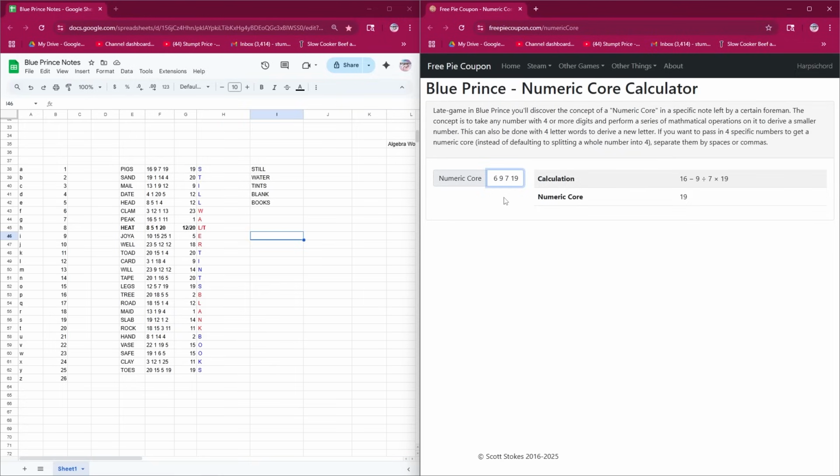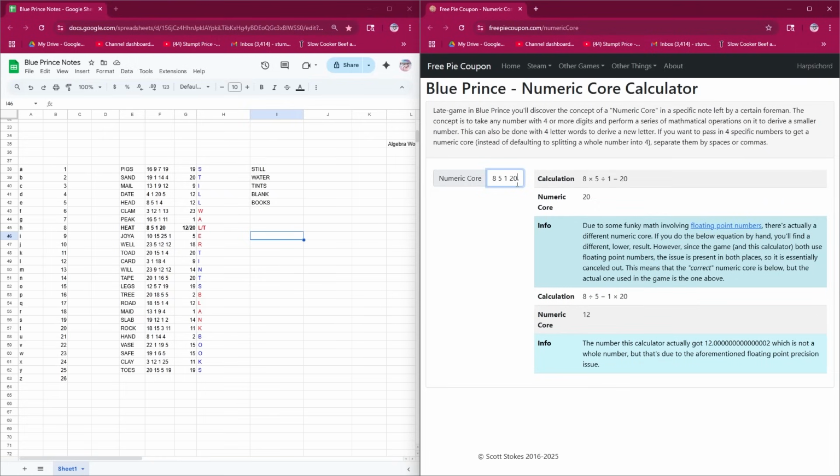Beautiful. Does it for you. Thank goodness. And what's really interesting is when you do the one for heat, which is 8, 5, 1, and 20, you get this very helpful bit of information that would have had me absolutely falling to pieces if I didn't have this info, which is that the answer is supposed to be, for the game, 20. All right? The game wants it to be 20.